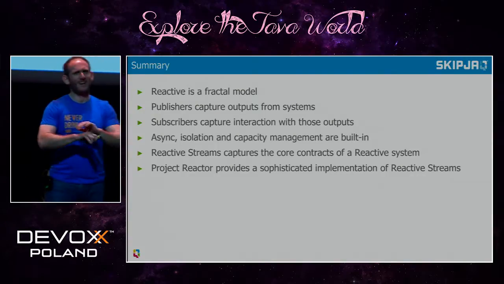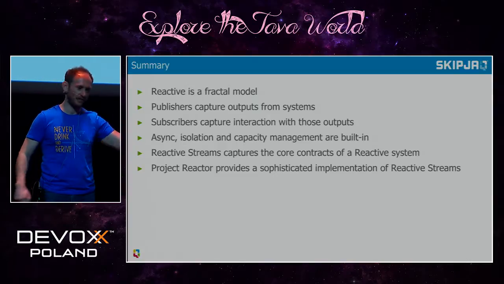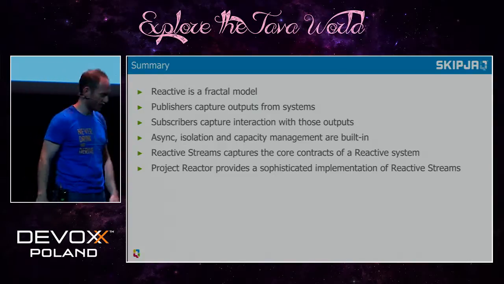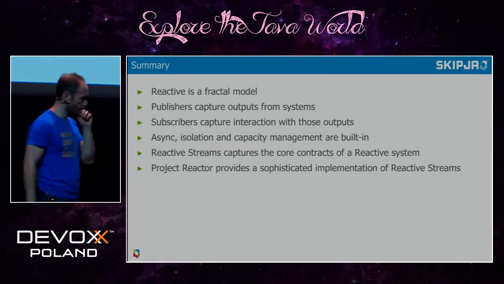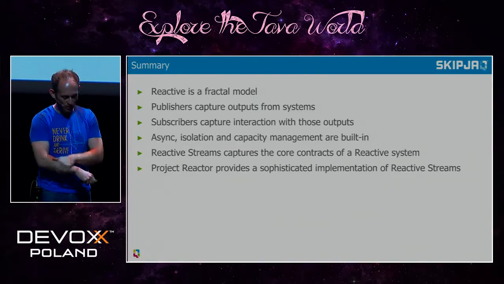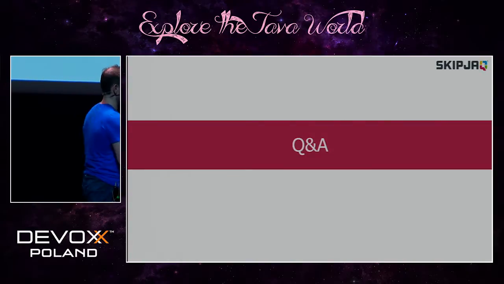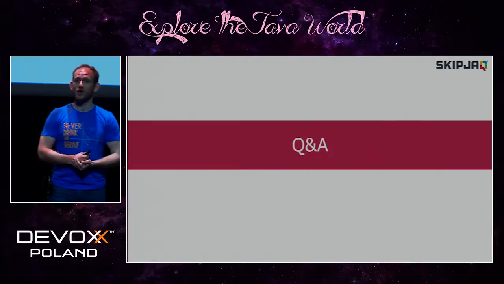Project Reactor is very sophisticated. We saw hardly any of it. It has a whole I/O module to handle reactive TCP and HTTP and all of these kind of complex things. It's a very well done project. It's enjoying a lot of active development at Pivotal. It's well supported, so I highly recommend you all try it out. And that's it. Time for questions, if there are any questions.